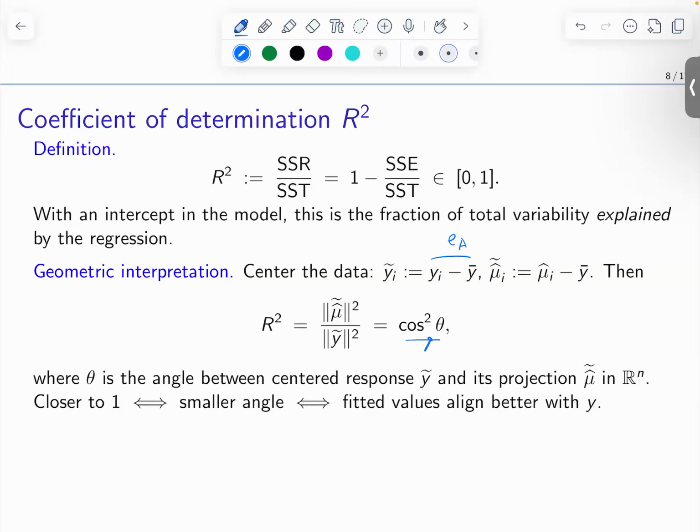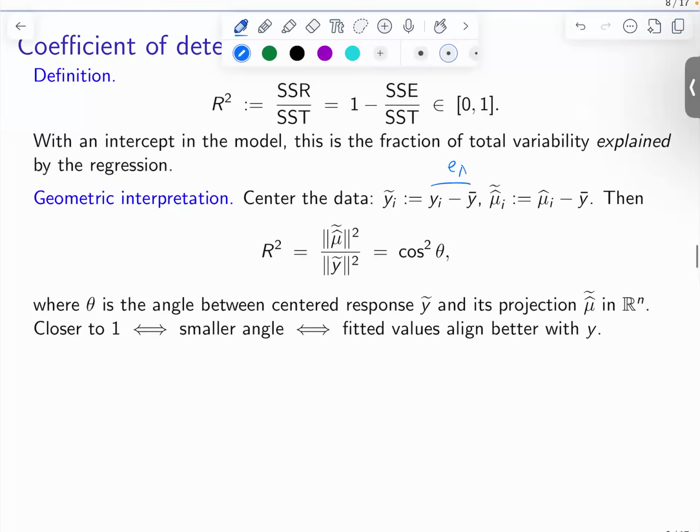So that angle is really capturing this identity, the fraction of variability, very nicely. Okay, that's the geometric meaning. If you go back to that picture and specialize, you get this nice geometric view of R squared.